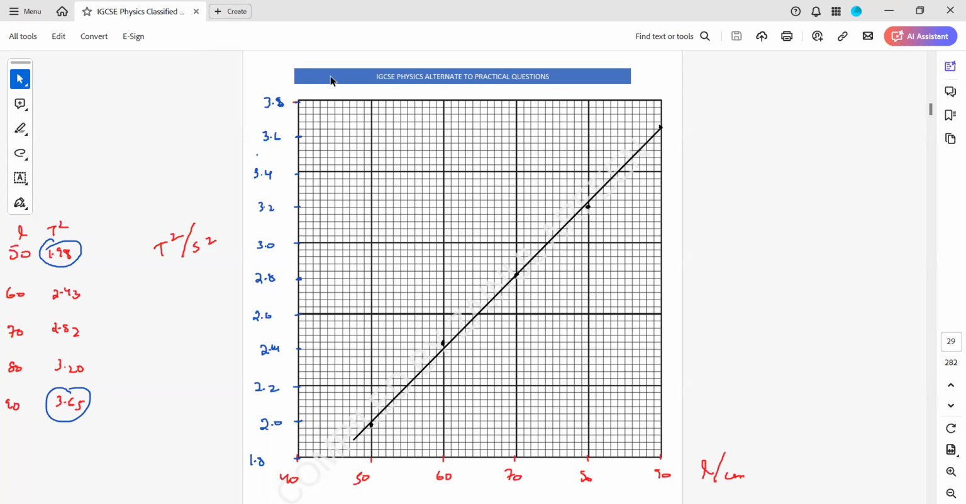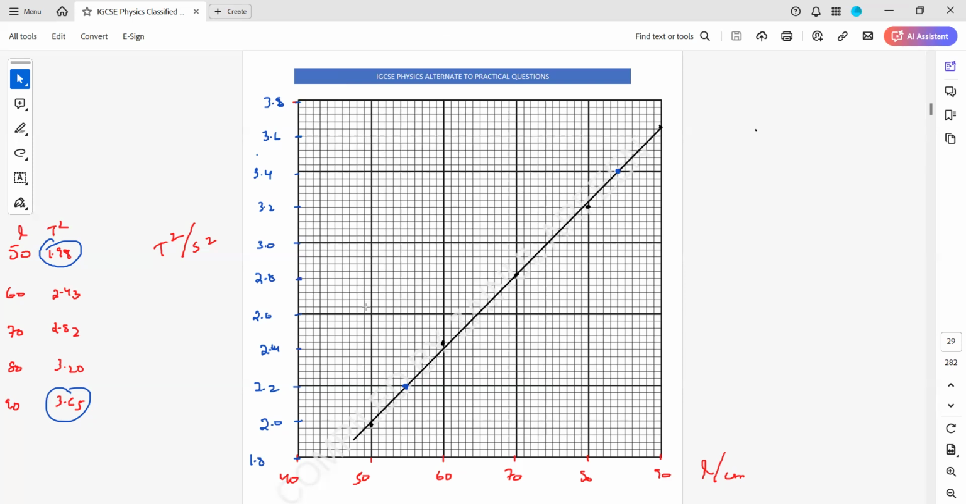Next is finding the gradient. For finding the gradient, they say it's a triangle method. So what you do, you don't have to take the same points which you used for plotting. You have to take two different points. And the distance between the 2 points which you are taking should be 5 centimeter or more. So for example, I took these 2 points.